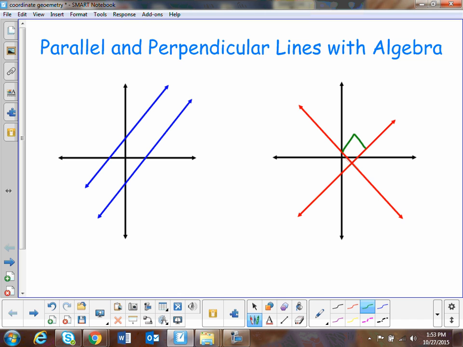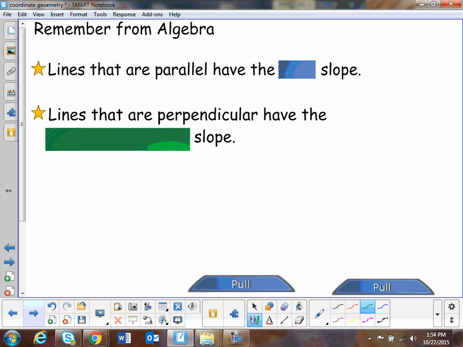Now, the way we're going to talk about them today, because we already constructed them, we already know what they look like. We're going to talk about them being on a coordinate grid, like those graphs there. So you're going to have to bring back your Algebra 1 skills. Remember from algebra that lines that are parallel have the same slope. Write that down. We have the same slope.